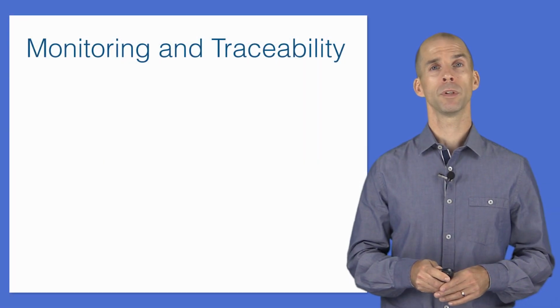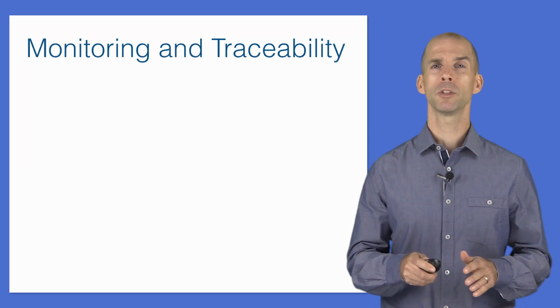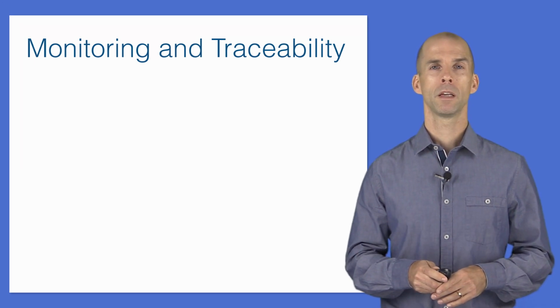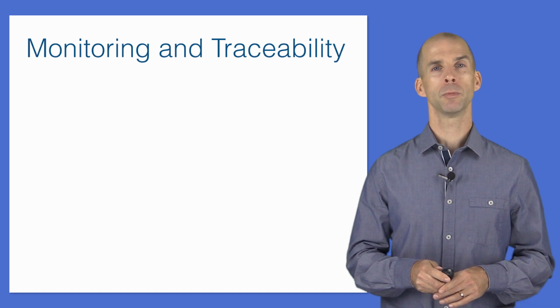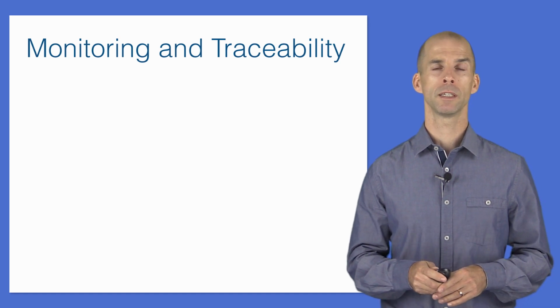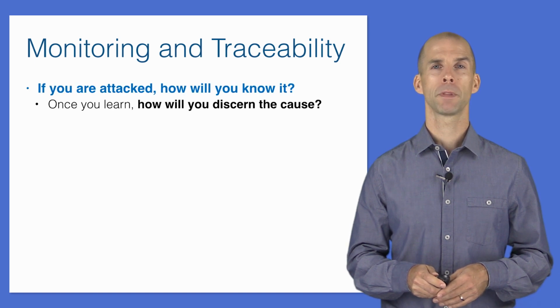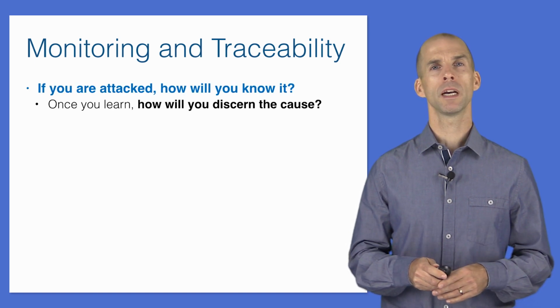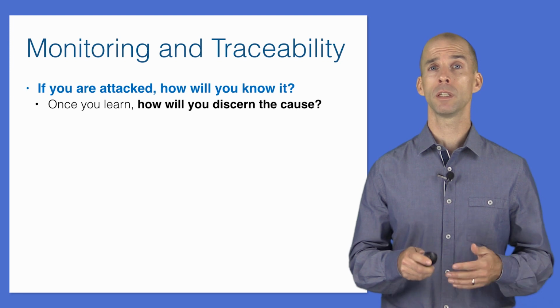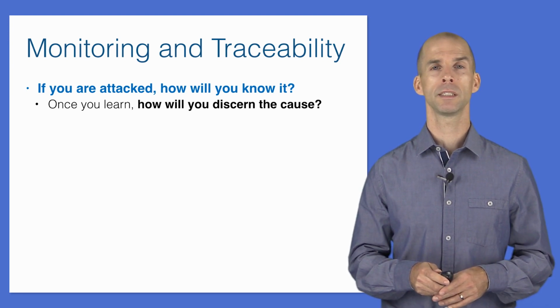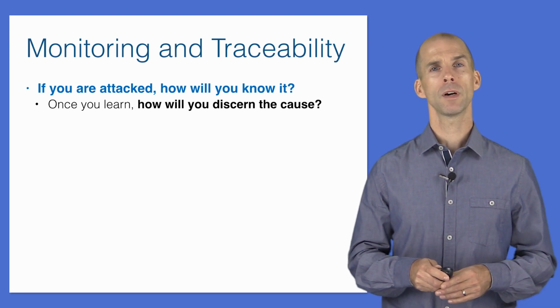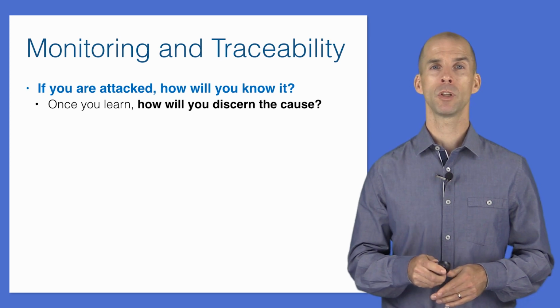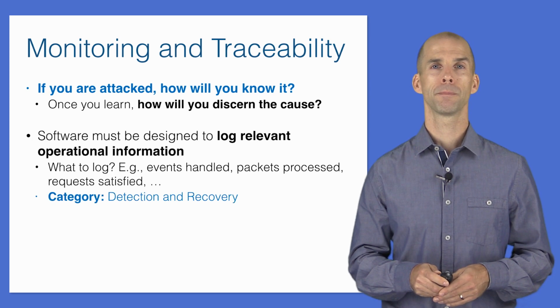The final design principle in our list is monitoring and traceability. This principle is an acknowledgement that there is no perfect security, and eventually all systems will succumb to an attack. As such, we need to design systems that allow us, firstly, to discover when an attack has taken place, and secondly, to figure out how the attack succeeded, so that we can try to stop it the next time.